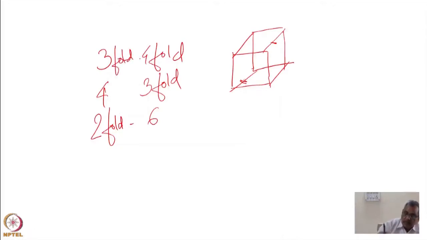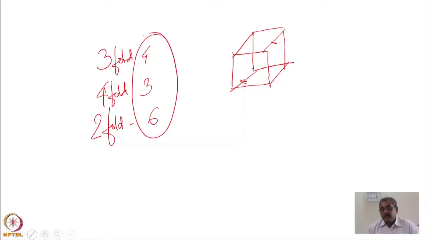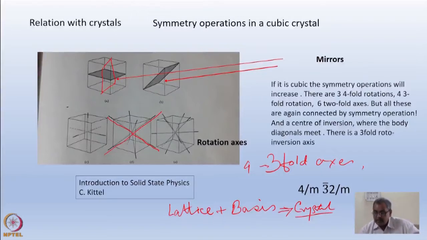Threefold, I put the fold at the wrong place: 4 of those, and fourfold, there are 3 of them. So these are the rotations that I have got here: 3 fourfold rotations, 4 threefold rotations, 6 twofold axes. But all of these are connected by symmetry operations with each other, because I can combine, let us say, this fourfold axis. If I rotate it around this, I can come back to this fourfold axis. So I can generate the other axes from one axis by some symmetry operation.